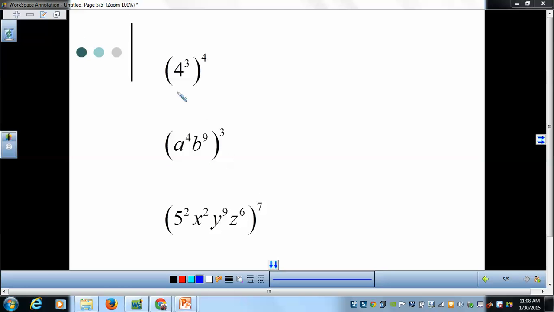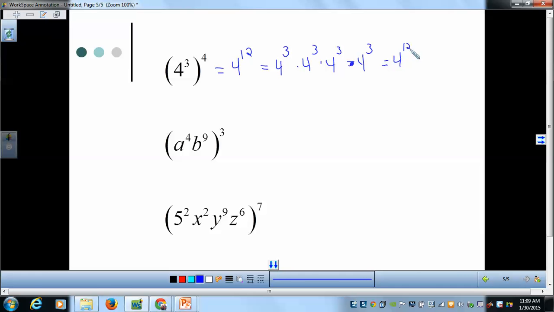So the first problem here, we have 3 4's being multiplied. So once again, this says I have 4 groups of 3. So if I have 4 groups of 3, I really have 12 4's multiplied. Now, once again, if you wanted to, you could write this out, following our properties that we just discussed: 4 to the 3rd times 4 to the 3rd times 4 to the 3rd times 4 to the 3rd. Oh, I should have a times here, sorry. And that would be 4 to the 12th power.